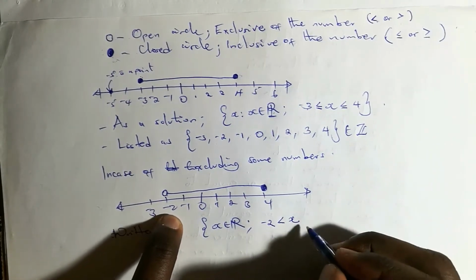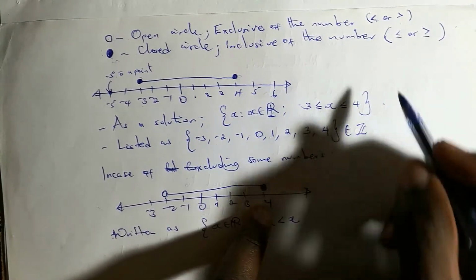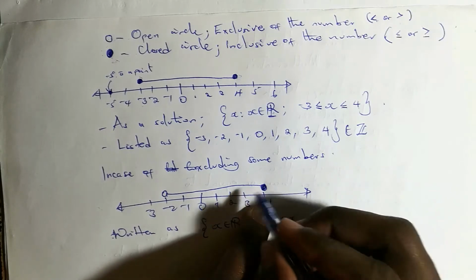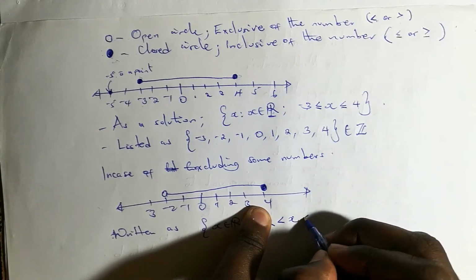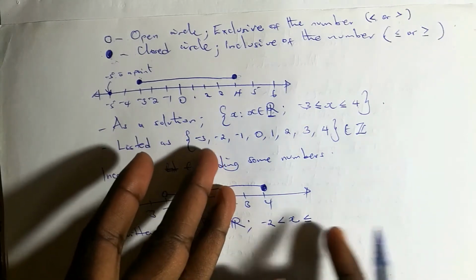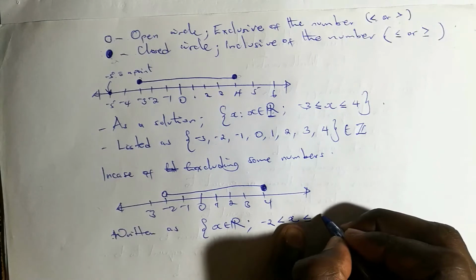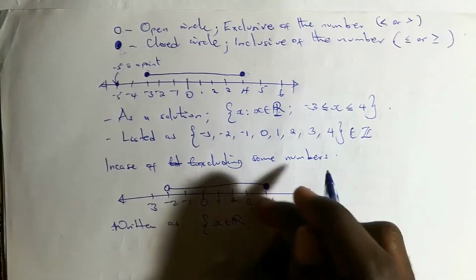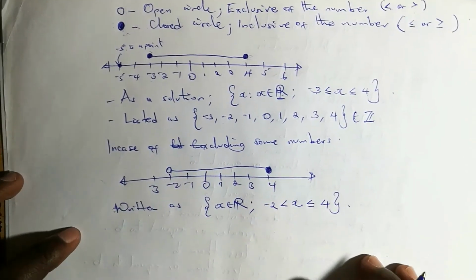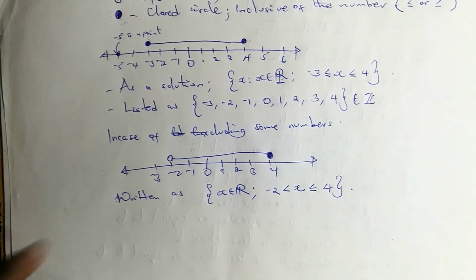than x. But since here we have a closed circle, the next thing is that x is in the middle here. That means 4 is actually greater than x. That's why x is less than or equal to 4, due to this closed circle. That's basically what we can say about those open and closed circles.